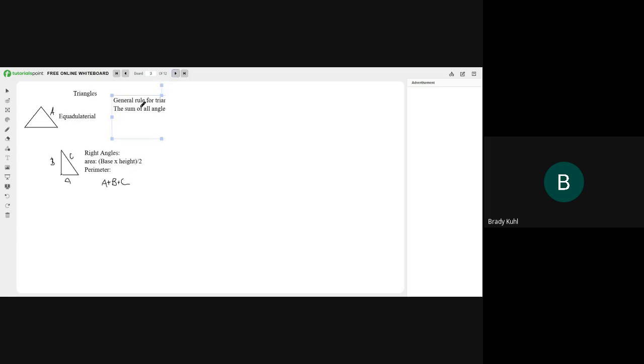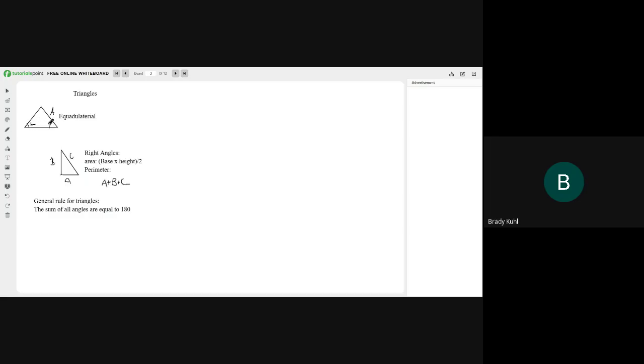Next, we're going to talk about the equilateral triangle, or triangles in general. There's the equilateral triangle and there's the right angle triangle. The general rule of a triangle is that the sum of all angles equals 180 degrees. So in an equilateral triangle, which is very common, all angles equal 60 degrees.